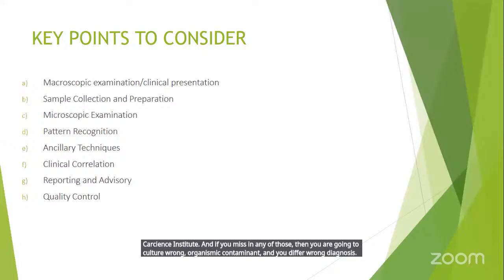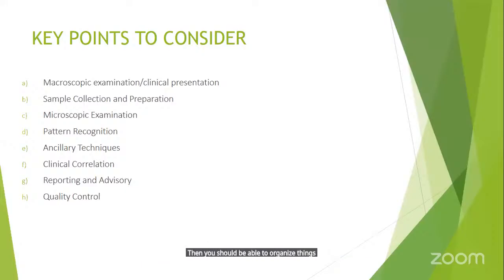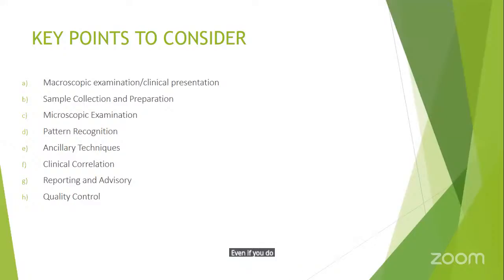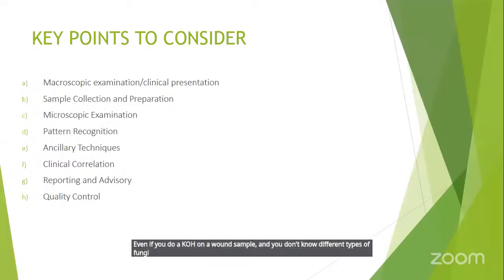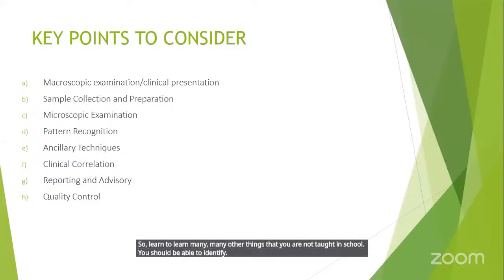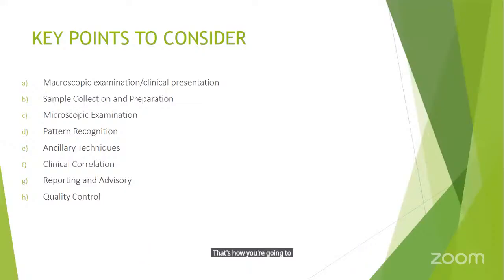Then you should be able to recognize things on the microscope in terms of what you see. You should know what you are looking for. Even if you do a KOH on a wound sample and you don't know different types of fungi, then your diagnosis is zero because you will not see them. So learn many other things that you are not taught in school. You should be able to identify like 10 types of fungi patterns on a microscope. That's how you are going to give out a diagnosis.